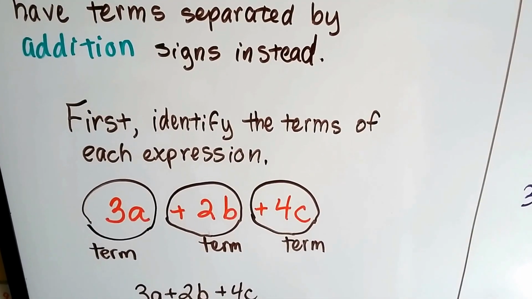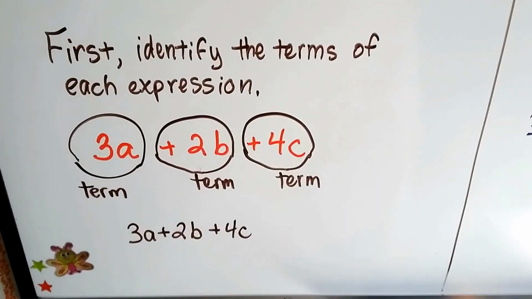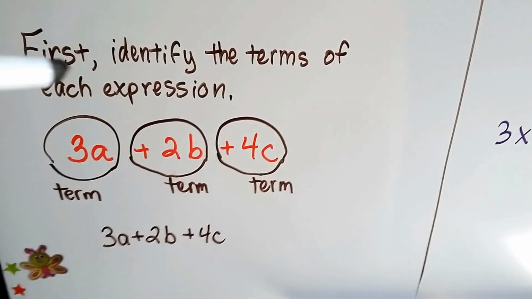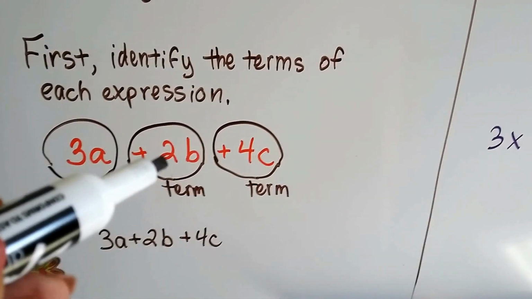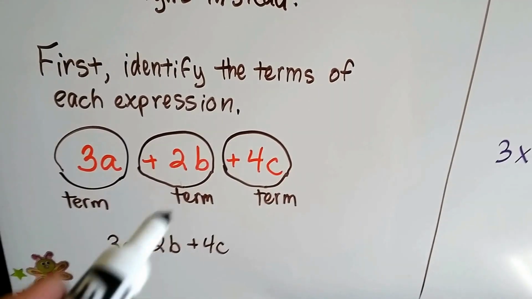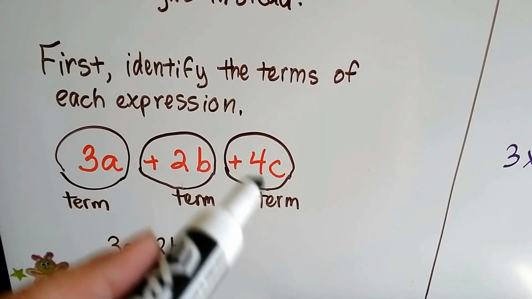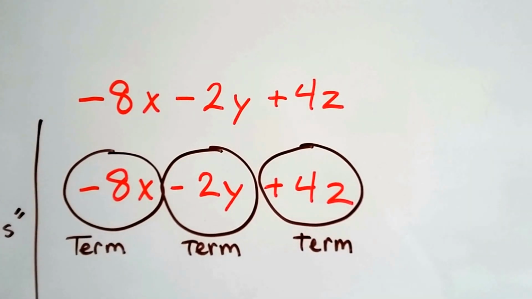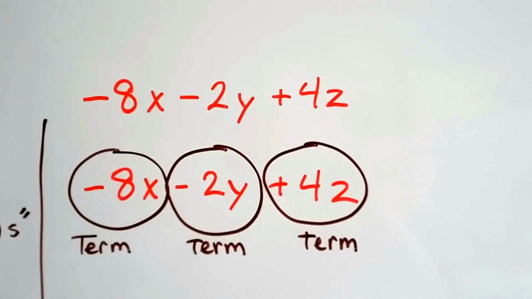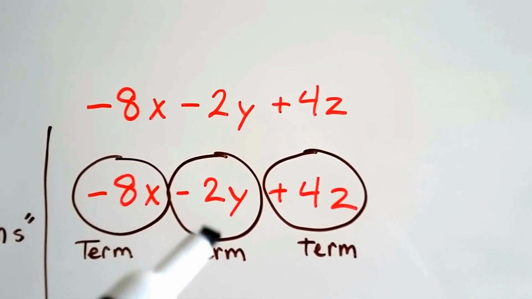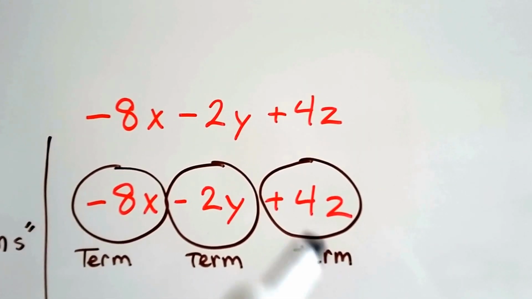First, we identify the terms of each expression. In 3a plus 2b plus 4c, these are the terms. There's three of them. 3a is one term, plus 2b is another term, and plus 4c is another term. See how the sign stays with the term? Okay, so if we have negative 8x minus 2y plus 4z, we've got three terms. One term is negative 8x, the next term is minus 2y, and the next term is plus 4z.